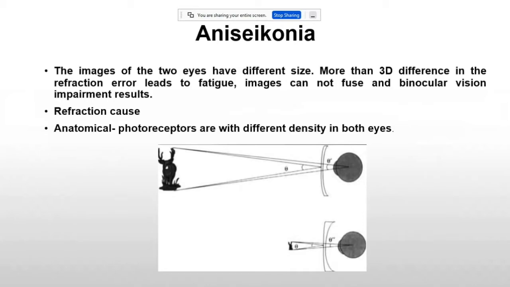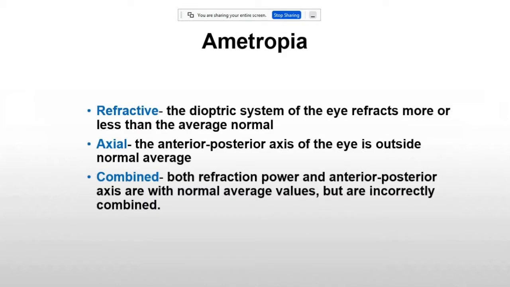Aniseikonia may be due to an anatomical cause, the photoreceptors having different densities in both eyes, but it's not so common. The most common cause is refraction difference. So we reach our main topic.